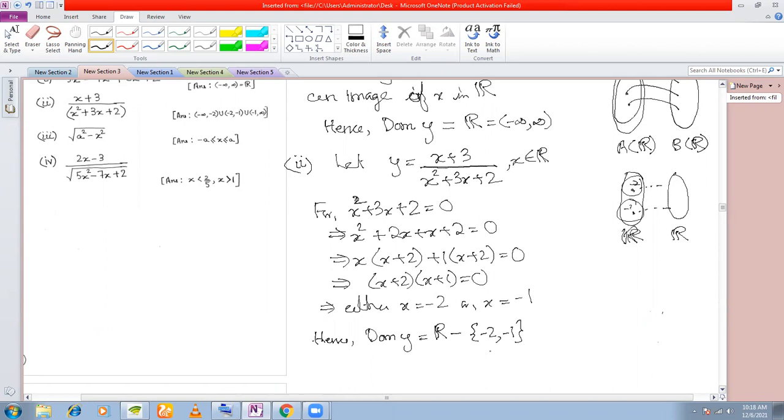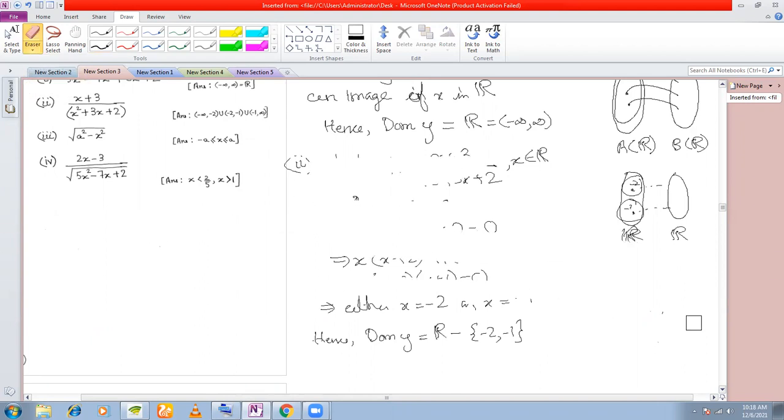Otherwise, if you include -2 and -1, what will it become? A relation. Relation, exactly. Okay. So let's proceed with the third one.